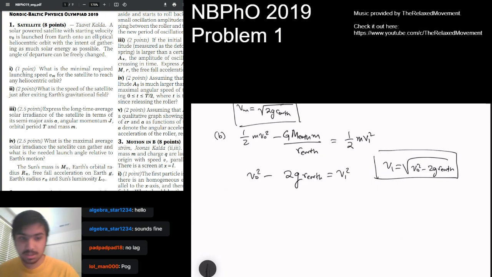Okay, it looks like part C is significantly harder. Let's check it out. Express the long time average solar irradiance of the satellite in terms of semi-major axis A, angular momentum J, orbital period T, and mass M.